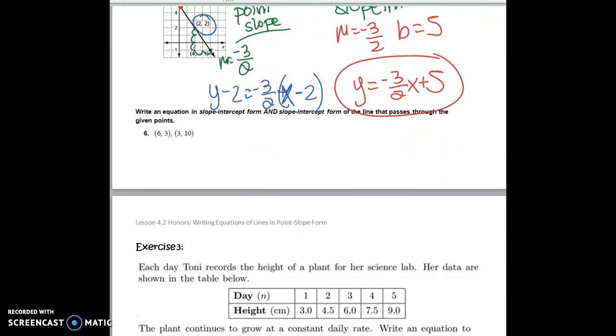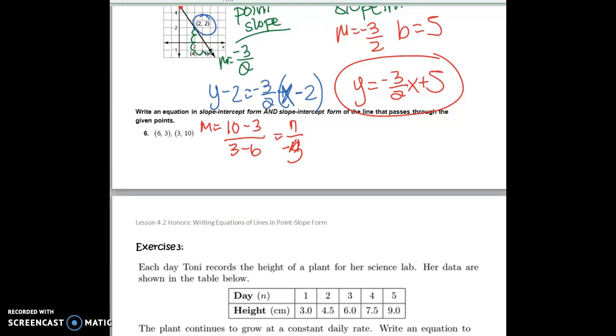All right, 6. Do it both. So the first thing I have to do, no matter what, is to find the slope. Again, pause your video if you are going to do this yourself. So 7 over negative 3. Oh, what a lovely slope.